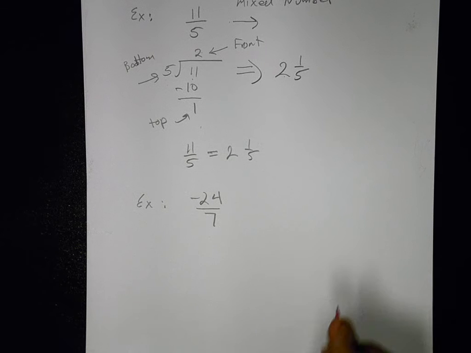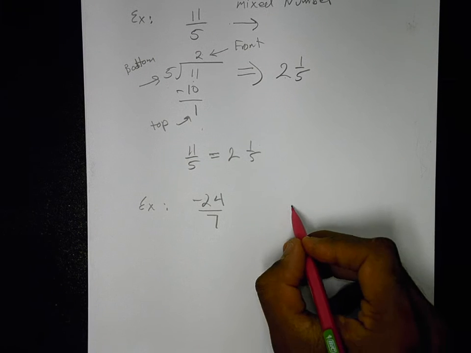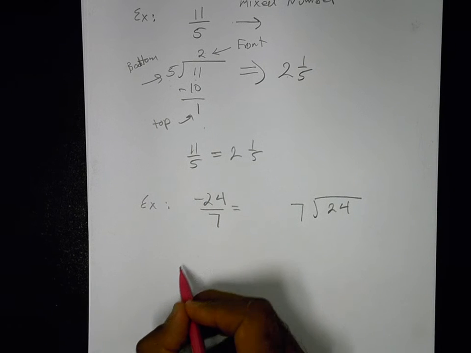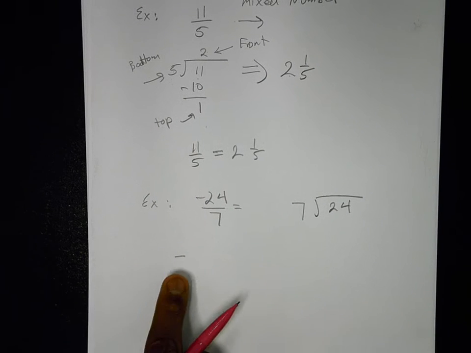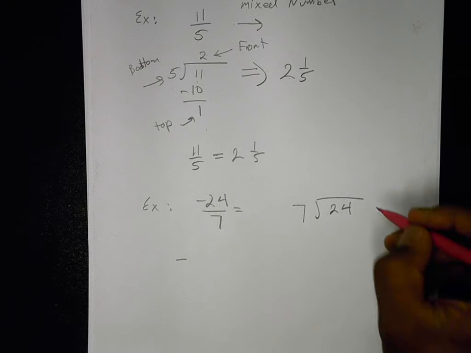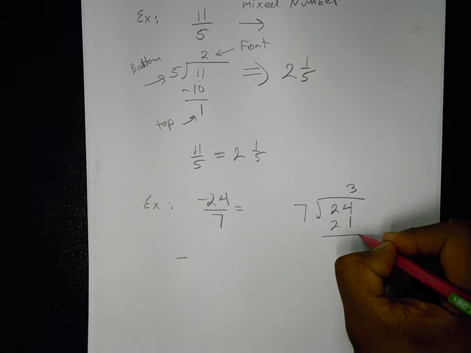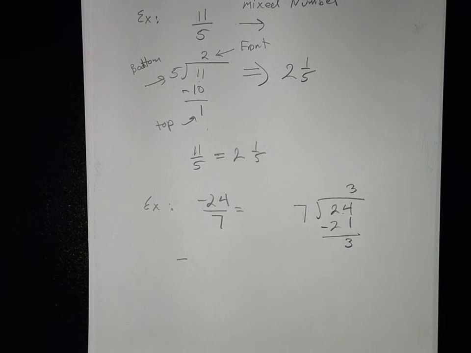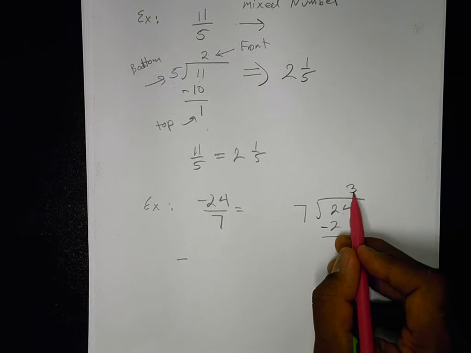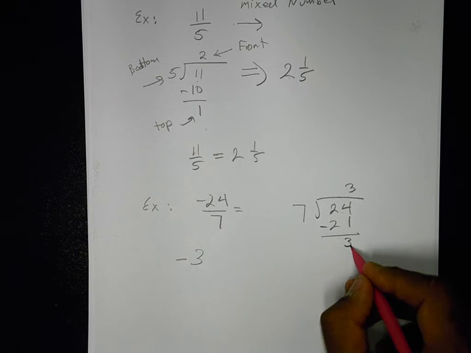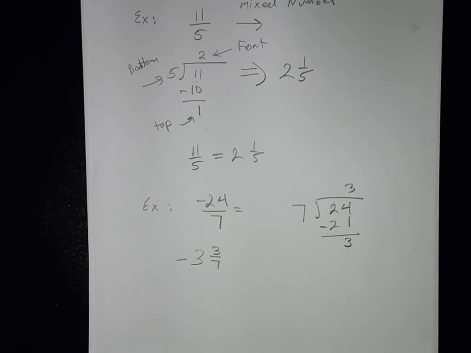-24/7. So what I'm going to do is divide it out. I'm going to ignore the negative sign, and just remember that when I'm all done, my answer is negative. So I'm going to put the negative there. 7 goes into 24 3 times, gives me 21. Subtract it, just doing my long division. So this is the number out front. This is the same as -3, and this is my remainder, and it goes on top of my original denominator.